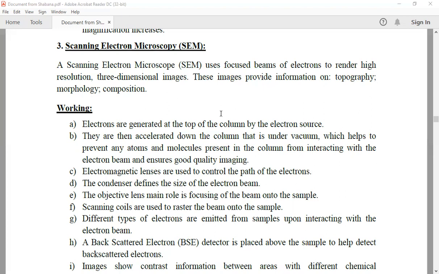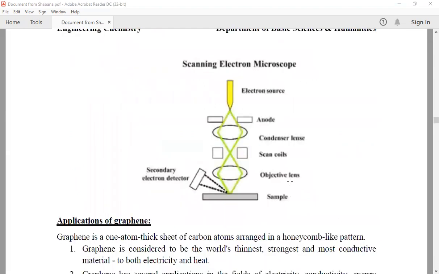Coming to the working of the scanning electron microscope, the electrons are generated at the top of the column by the electron source. Here is the diagram of the construction. The electron source is fixed at the top, and the sample is fixed here. Below the electron source, the anodes are attached. Below the anodes, the condenser lenses are attached. After that, scan coils are attached. Below the scan coils, the objective lens is fixed.